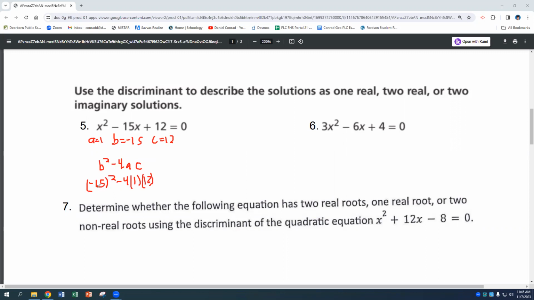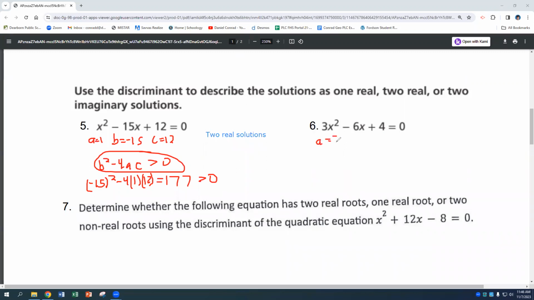So you're looking at 225 minus 48, which is going to equal 177. Okay, so 177 is greater than 0. It's bigger than 0, so since it's a positive number, we're going to have two real solutions.